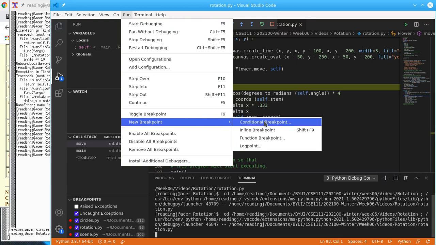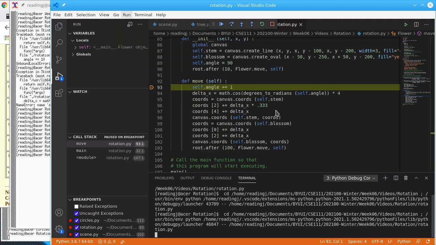Conditional breakpoint. It's probably what I want. What I want is to skip this breakpoint a number of times, so we'll just let it keep going. And math.angle is up to 107.